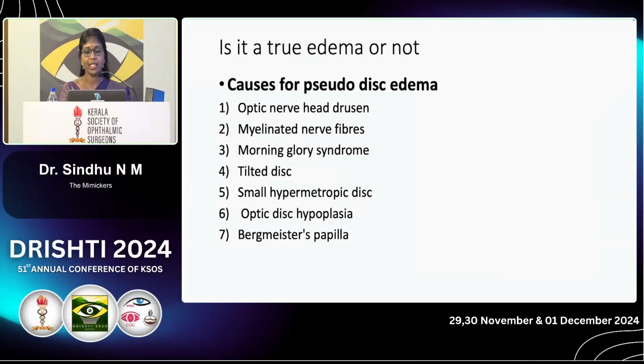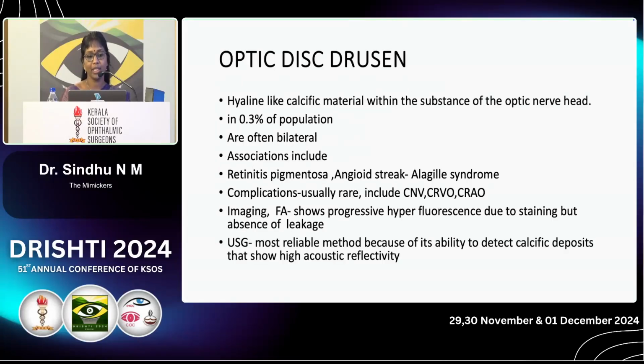Whenever you get a case with disc edema, you should look for whether it is true disc edema or not. The causes of pseudo-disc edema, or the mimickers of disc edema, include optic nerve head drusen, myelinated nerve fibers, morning glory syndrome, tilted disc, small hypermetropic disc, optic disc hypoplasia, and Bergmeister's papilla. I'll go into each one in detail.